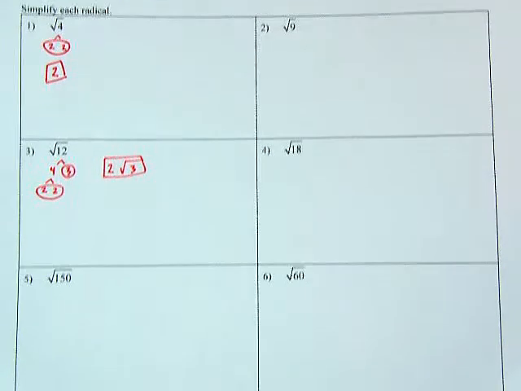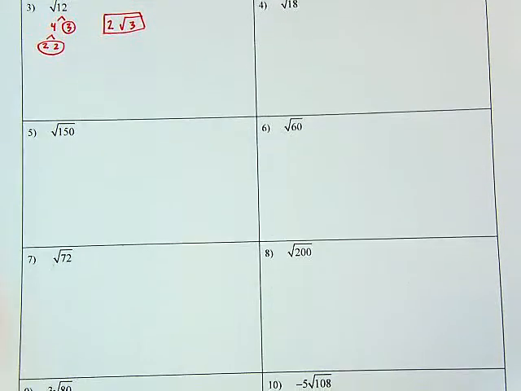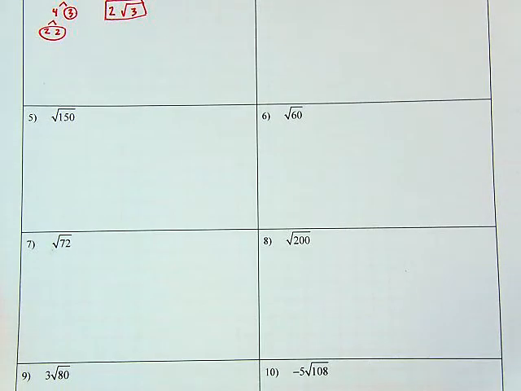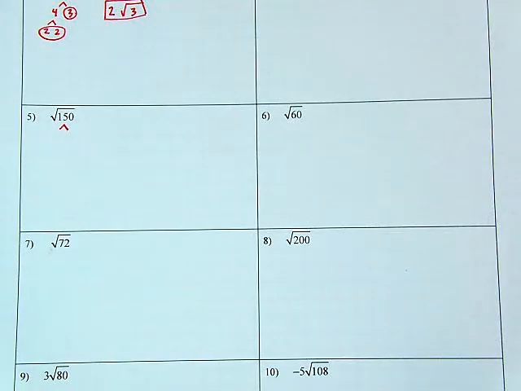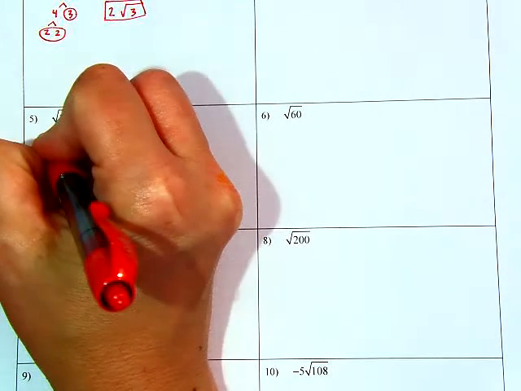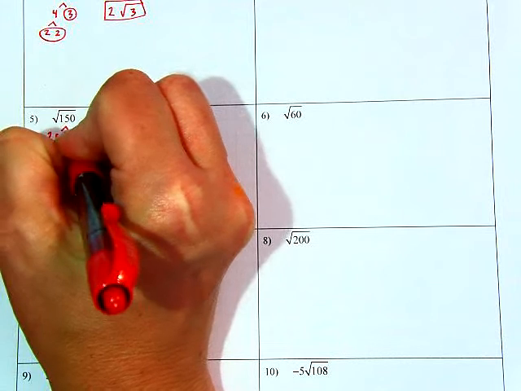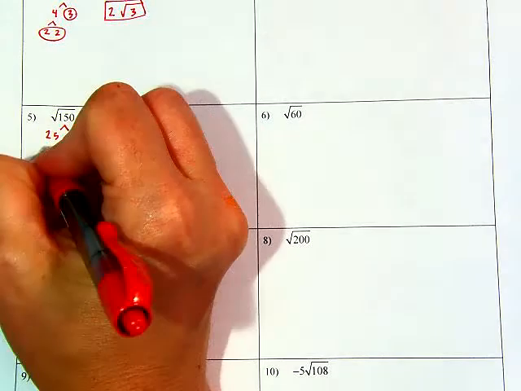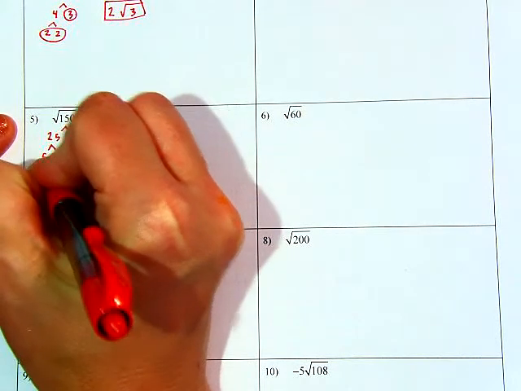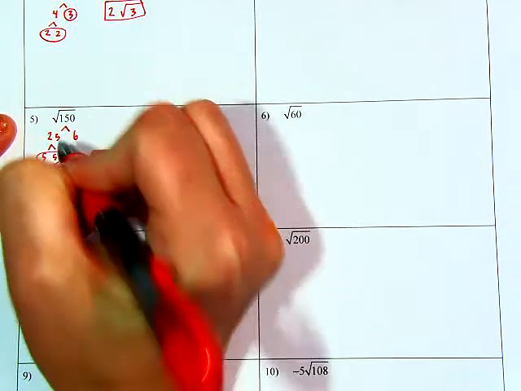Okay, let me slide up and go on to problem 5. So problem 5, I have the square root of 150. So I'm going to do my little branch here. Think of 2 numbers that multiply to 150. If I'm looking for a big perfect square, I can see, oh, 25 goes into 150. So 150 is 25 times 6. So 25, I have a pair of 5's. So here's my pair of 5's.